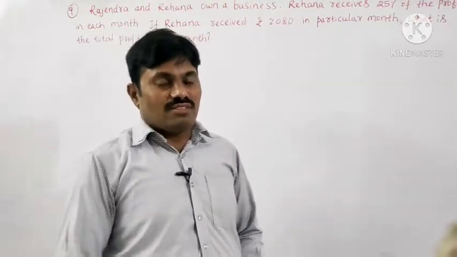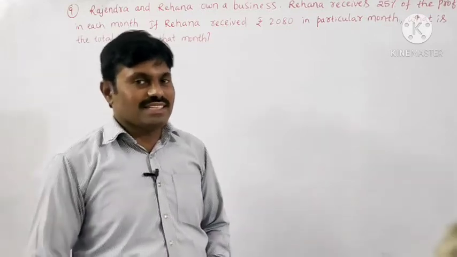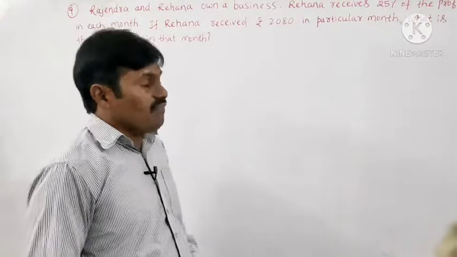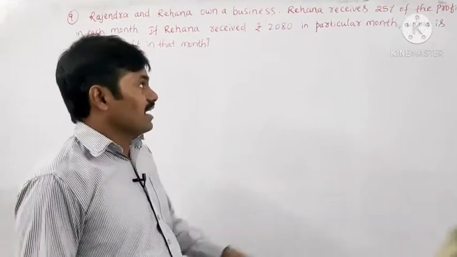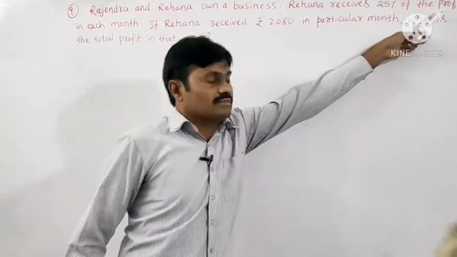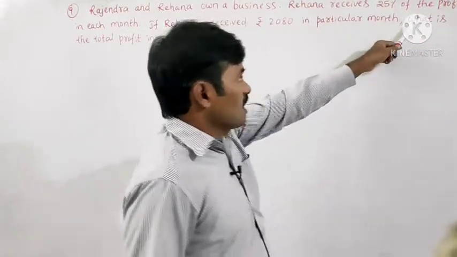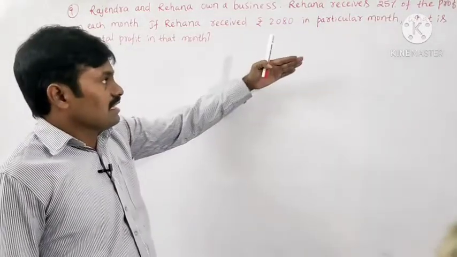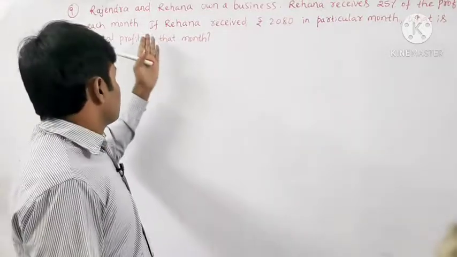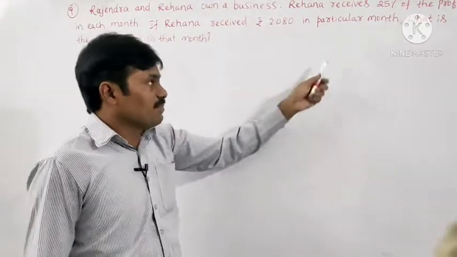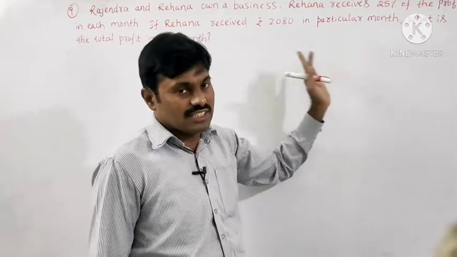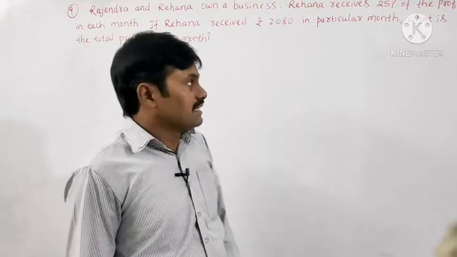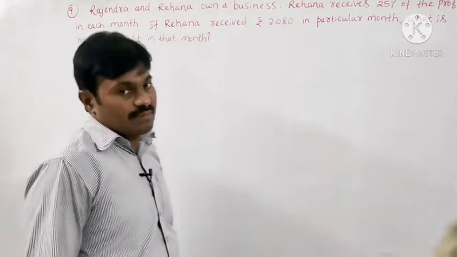Now we are going to solve question number 9. It is most important and very easy. The question is: Rajendra and Rehana run a business, and Rehana receives 25% of the profit in each month. Every month she takes 25% of the profit. If Rehana received 2080 rupees in a particular month, then we are asked to find the total profit in that month.